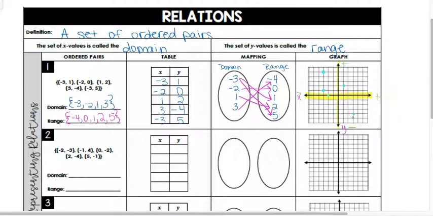All right, so can you guys remember what type of graph this is? When there's just those points, it is a discrete graph, remember? When it has distinct points.